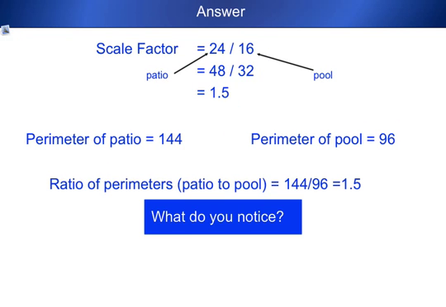Well, here we go. I've got a scale factor from the patio to the pool. Again, we said that it was 3 to 2. And when I found the perimeter of the patio and the perimeter of the pool, I found that it was 144 to 96, and that is 3 to 2. And at this point, it should be pretty obvious what you notice. The scale factor is equal to the ratio of the perimeters.